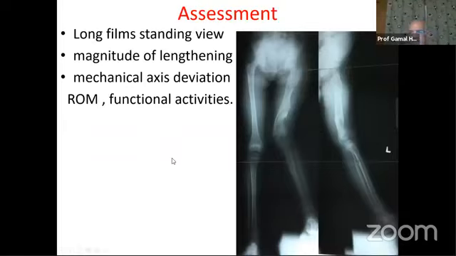How to assess the deformity of such cases? You have to do a long film. It's important. Why do you do a long film? Because sometimes you have a primary deformity and a secondary deformity.